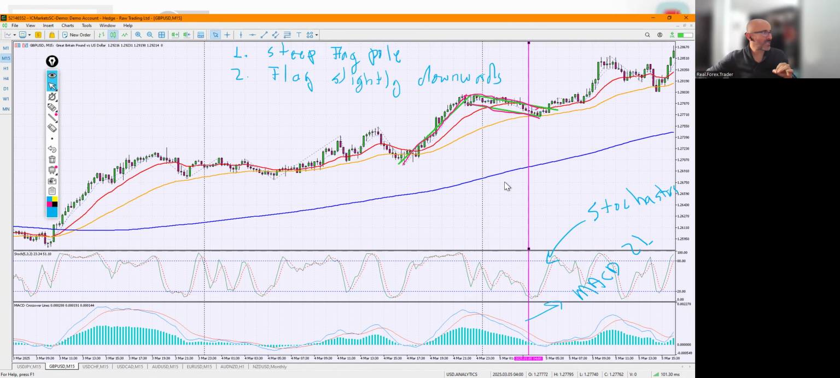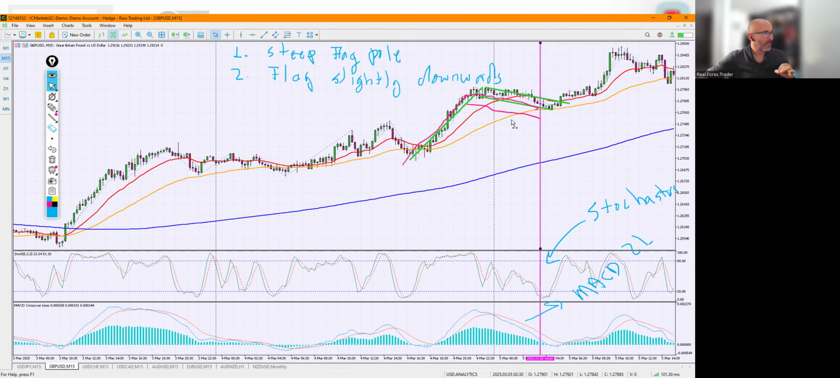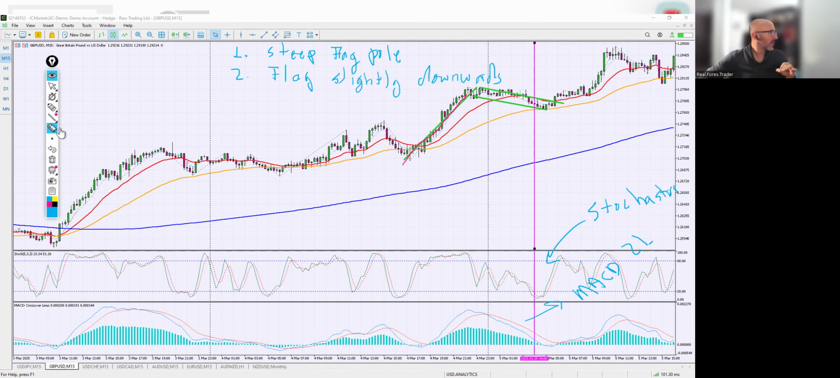Let's suppose that you have already identified both the flagpole and the flag. When we trade flags, we can fall into the trap of false breaks. So you need to first check the behavior of the indicators. Let's see the behavior for stochastics, for example.